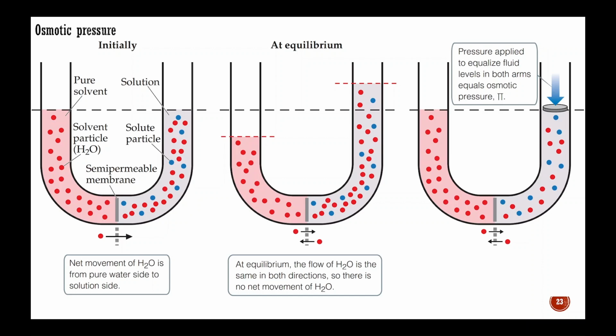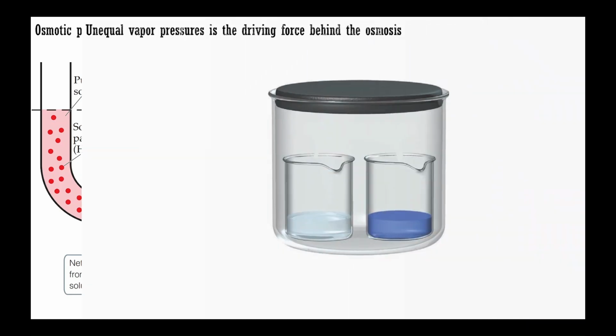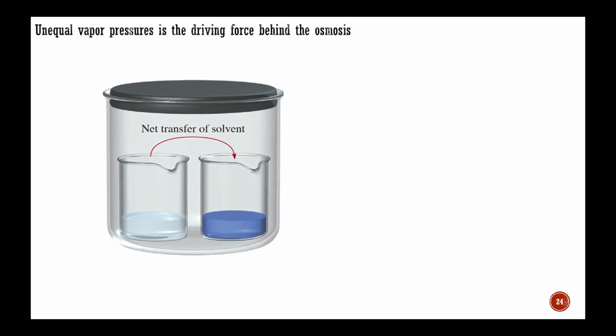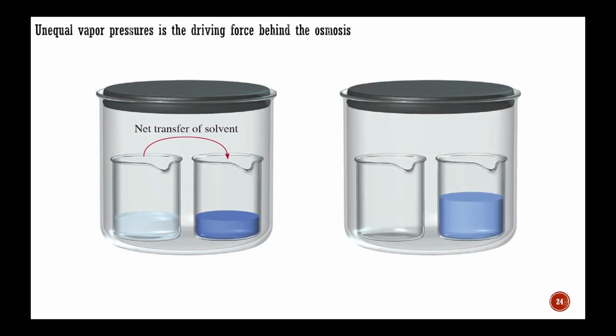At this point, you might rightfully ask, what causes water to move spontaneously from left to right in this apparatus? Well, to understand the driving force behind osmosis, we should look at another situation depicted in this figure, where we have a container of pure solvent and a solution made from the same solvent in a closed system. If we leave this closed apparatus for a while, we will find that the pure solvent is almost completely transferred to the container holding the solution.